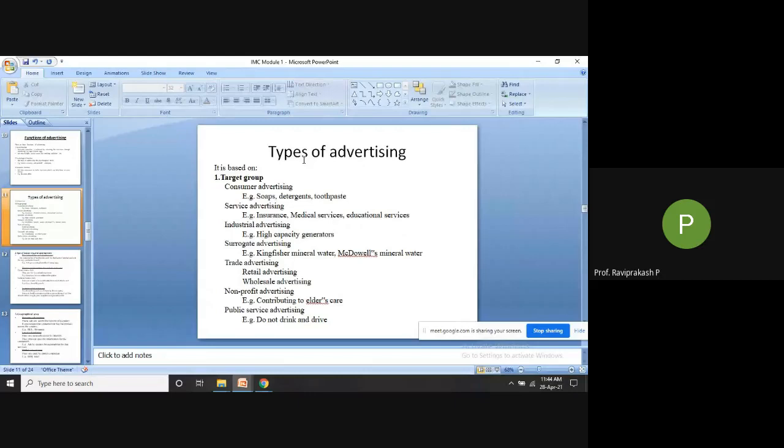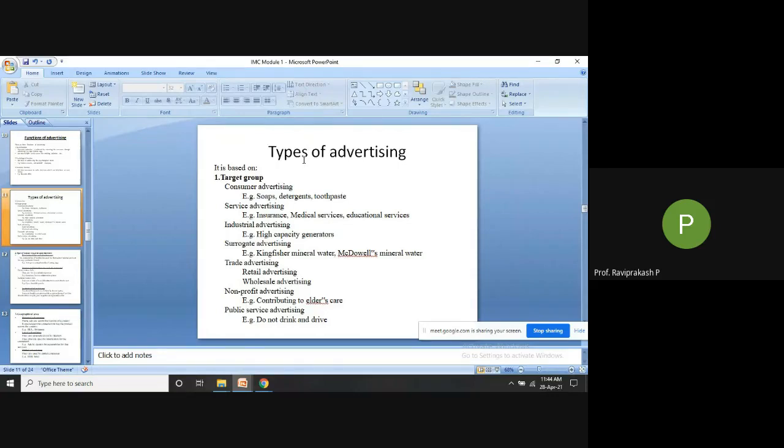Okay. Next comes public service advertising. Public service, we have seen, don't drink and drive. That is a major thing where people are drinking and driving and meeting with accidents. So they are risking their life as well as the life of the people who are moving on the roads. It could be other cars, pedestrians, two-wheelers, cycles, whomever it is. They are basically posing a threat to the lives of other people as well, and not just themselves. So this is one of the examples.